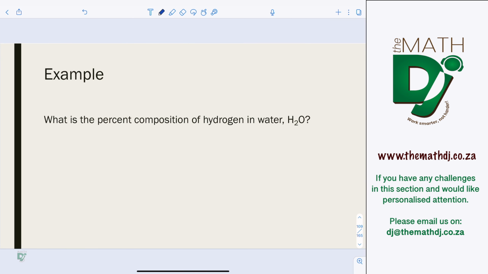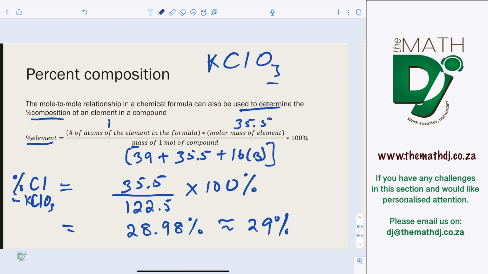So an example: what is the percentage composition of hydrogen in water? So you can try that one out. You just use the same formula that we used before. Then you can try it out. So you can use this formula.